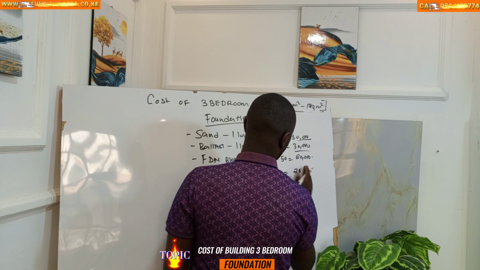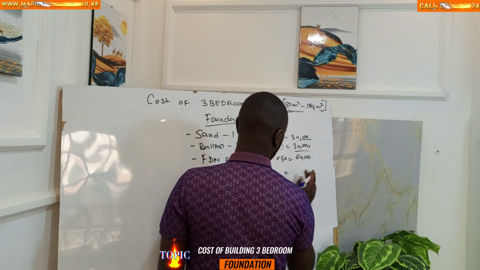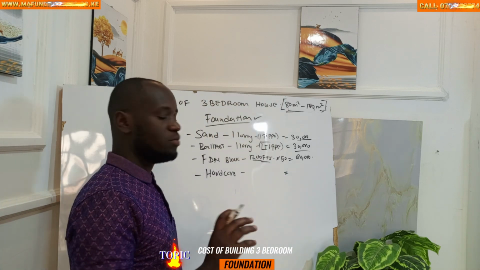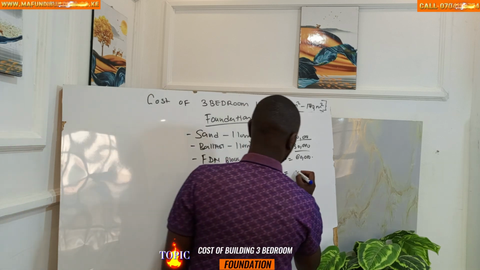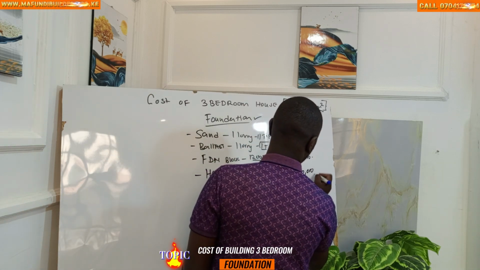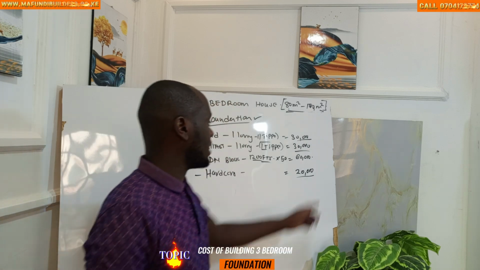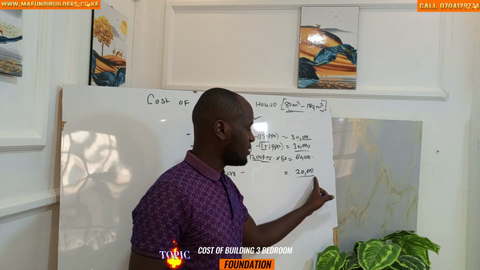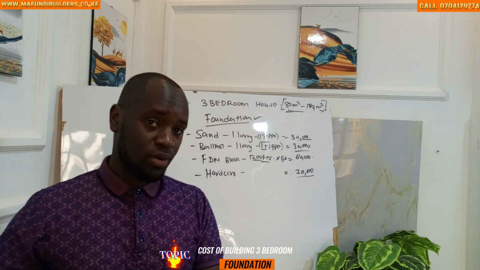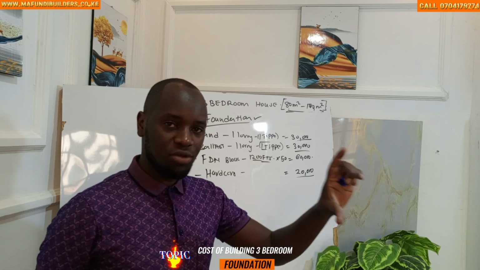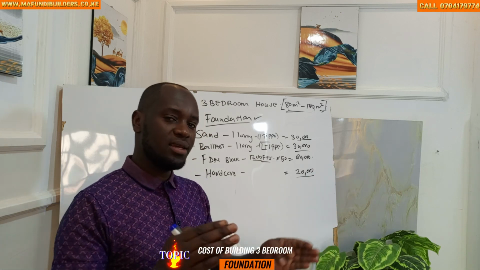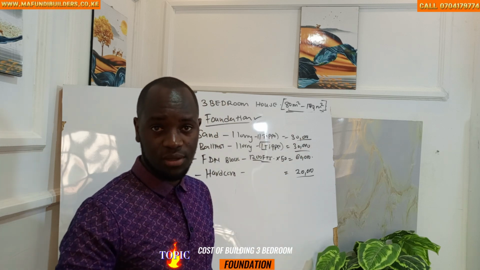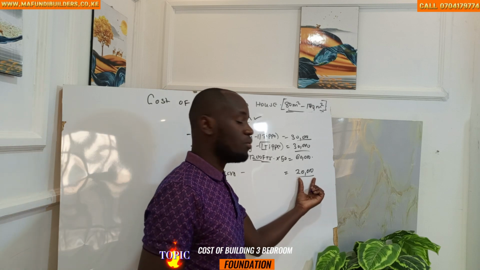Yes, let's work with 2 lorries. One lorry for hardcore, one lorry for murram. Assuming each is around 9,000 or 10,000, we can work with 20,000. Now, there are things which will be constant, for example sand and ballast, but things like the hardcore will change from one site to the other, and it will depend on the depth of the foundation. So if you are backfilling and you need more hardcore to fill up that space, then you're going to need more lorries, you see. So in this case, let's assume the cost will be 20,000.